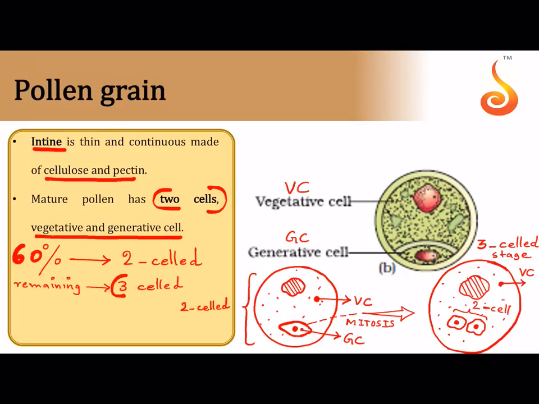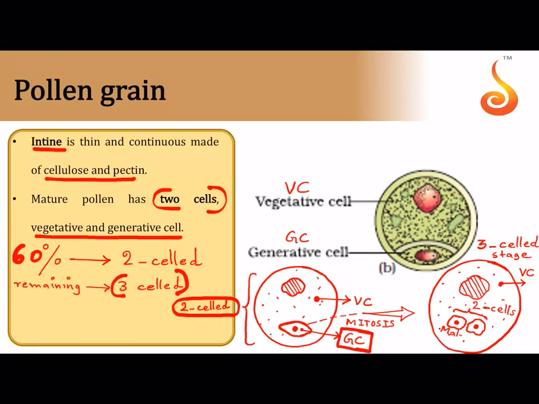So in very few angiosperms, the pollen grain is shed off from the anther in what cell stage? In the three-cell stage. Otherwise, in 60% of the cases, it is shed off in what cell stage? In the two-cell stage. How did two-cell become three-cell? Because the generative cell, which was sitting in the cytoplasm of the vegetative cell, will now undergo mitosis to form these two cells. Do you know what these two cells are called?